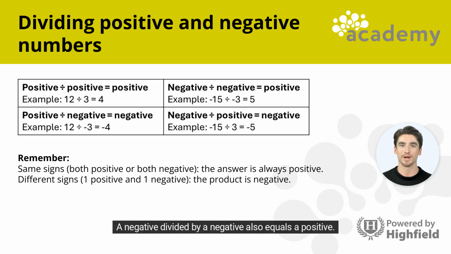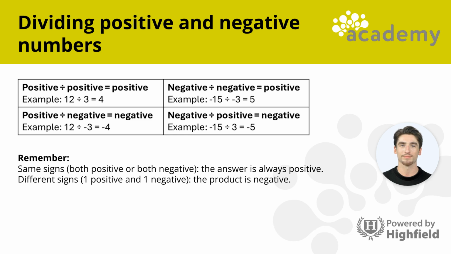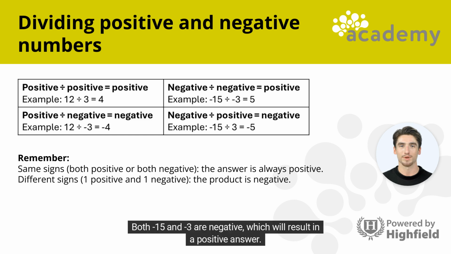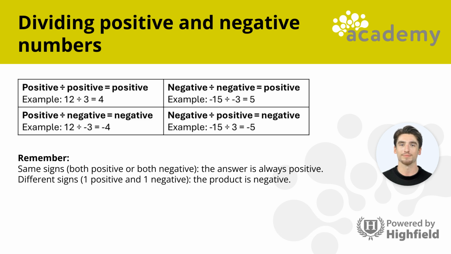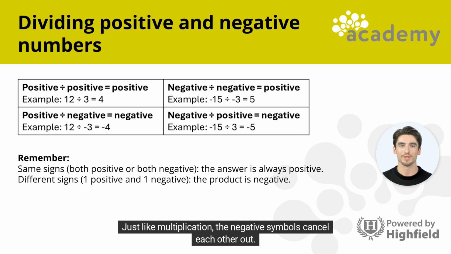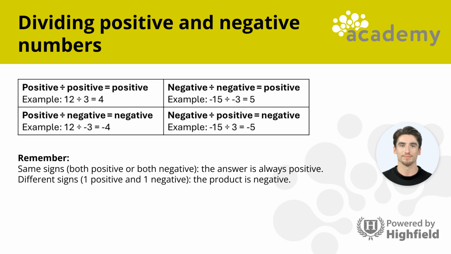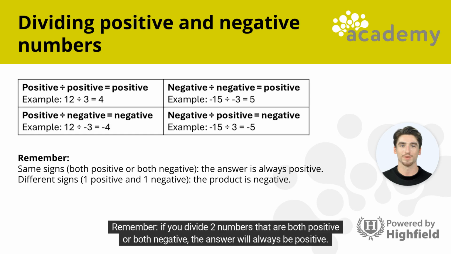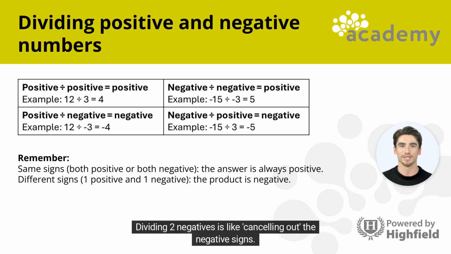A negative divided by a negative also equals a positive. For example, -15 divided by -3 equals 5. Both -15 and -3 are negative, which will result in a positive answer. Just like multiplication, the negative symbols cancel each other out. Remember, if you divide two numbers that are both positive or both negative, the answer will always be positive. Dividing two negatives is like cancelling out the negative signs.